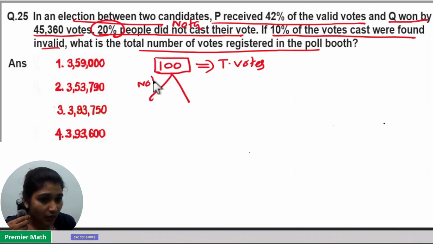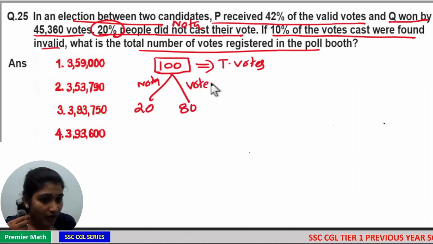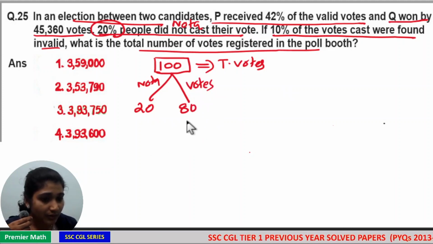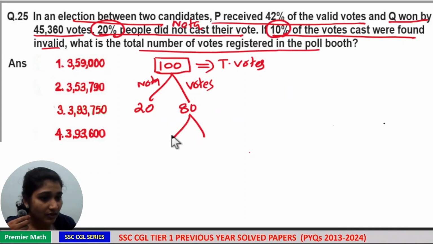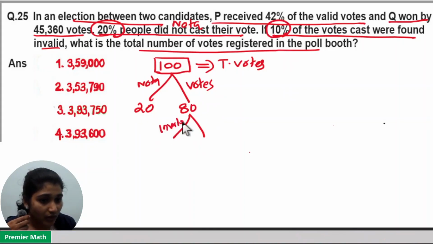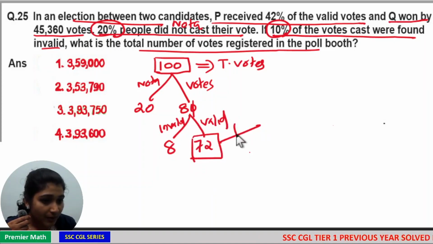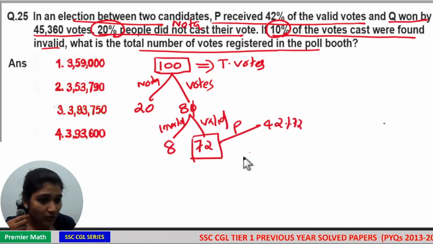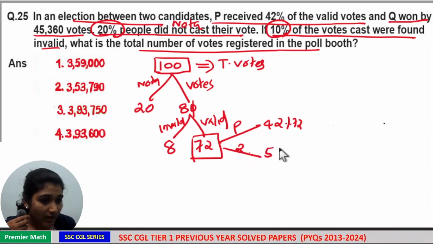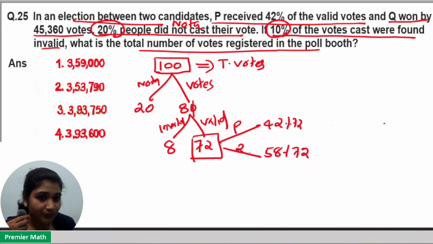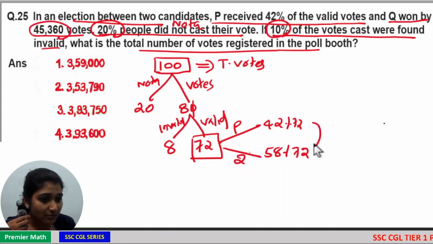So here, this means 20 out of 100 did not cast a vote. The remaining 80 people cast their vote for one of these two candidates. Now, out of this 80, 10% is invalid. So invalid votes are 10% of 80, which is 8 votes. The remaining 72 votes are valid votes. And out of these 72 votes, P received 42% of 72 and Q received the remaining percentage, that is 58% of 72.